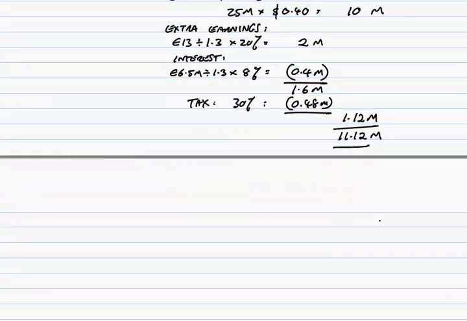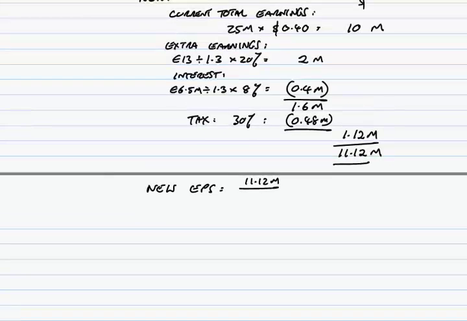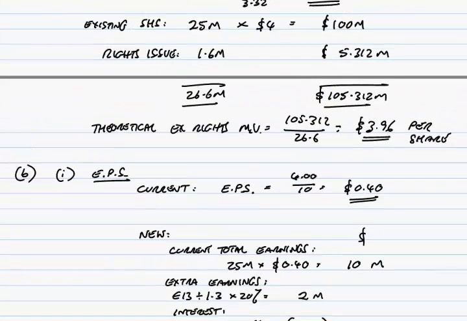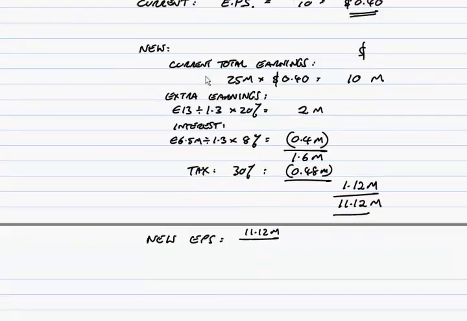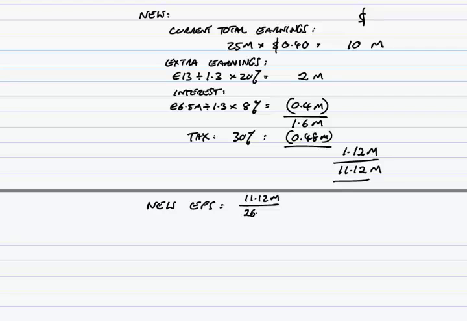And so, what are the new earnings per share? Total earnings, 11.12 million. The total shares in issue, we worked out earlier. Here we are. After the rights issue, we've now 26.6 million. And so, the earnings per share, $0.418.